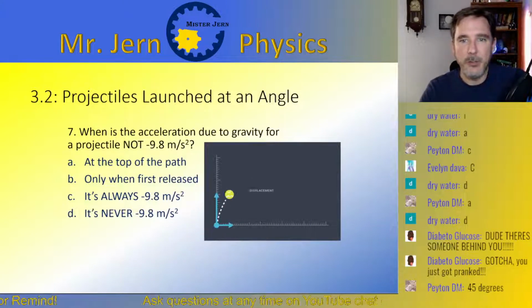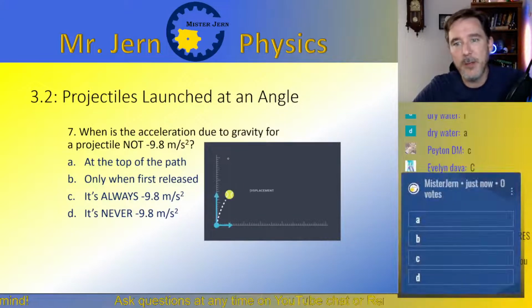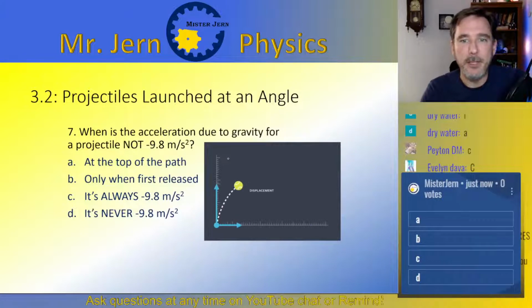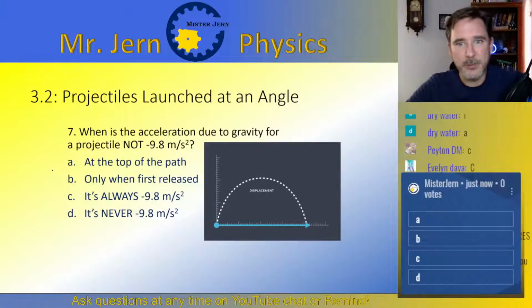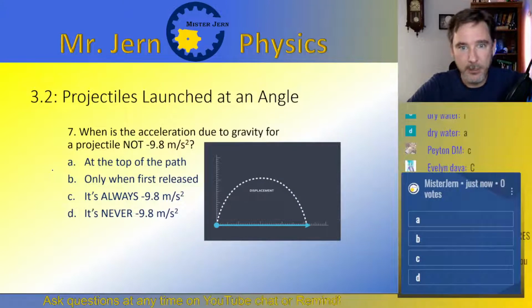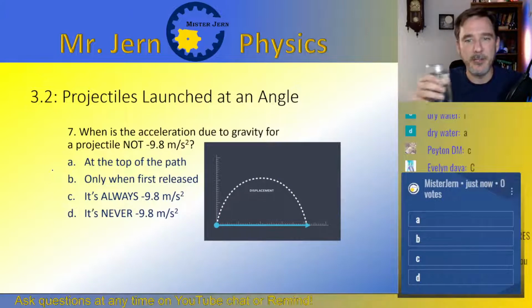When is the acceleration due to gravity for projectiles not negative 9.8 meters per second squared? A, at the top of the path. B, only when it's first released. C, it's always negative 9.8 meters per second squared. Or D, it's never negative 9.8 meters per second squared.